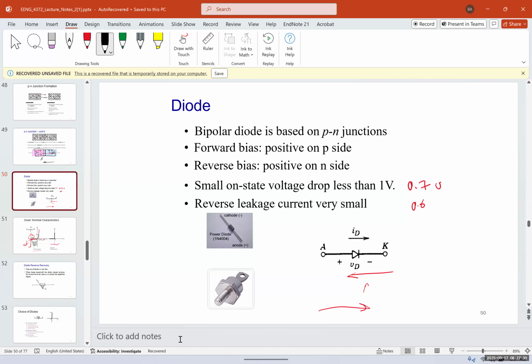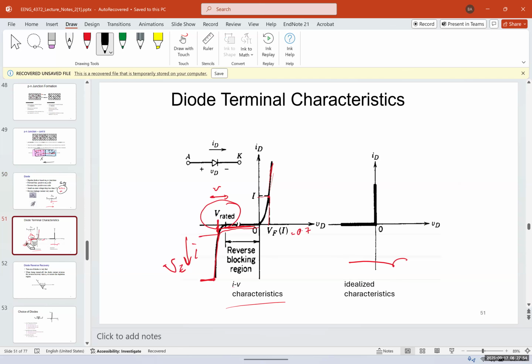There is usually a small on-state voltage drop. For a silicon diode, it's 0.7 or 0.6. For germanium, it's 0.3, sometimes 0.4. And in the reverse bias, we have a small leakage current. And this is our forward and the VI, the current-voltage characteristics of a diode.